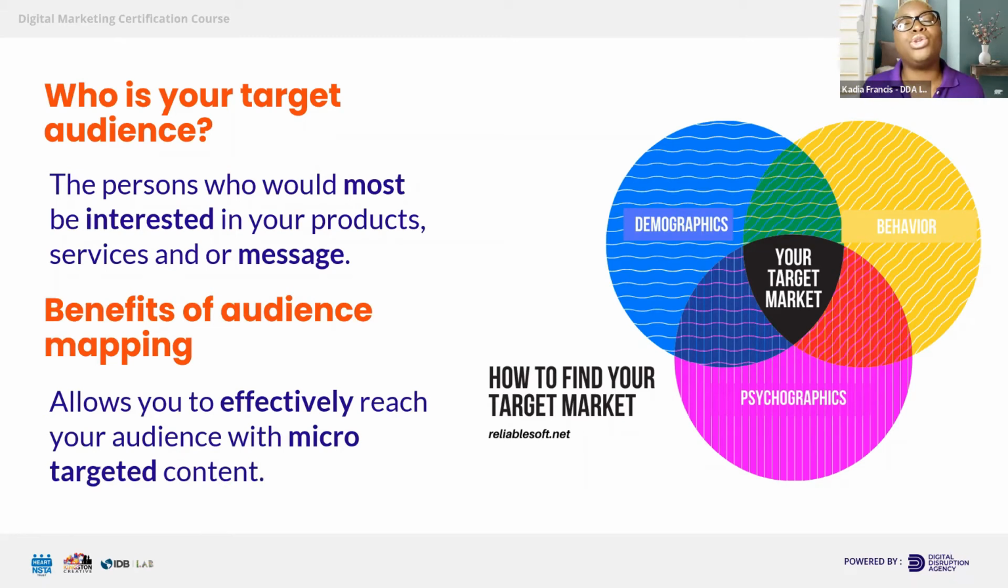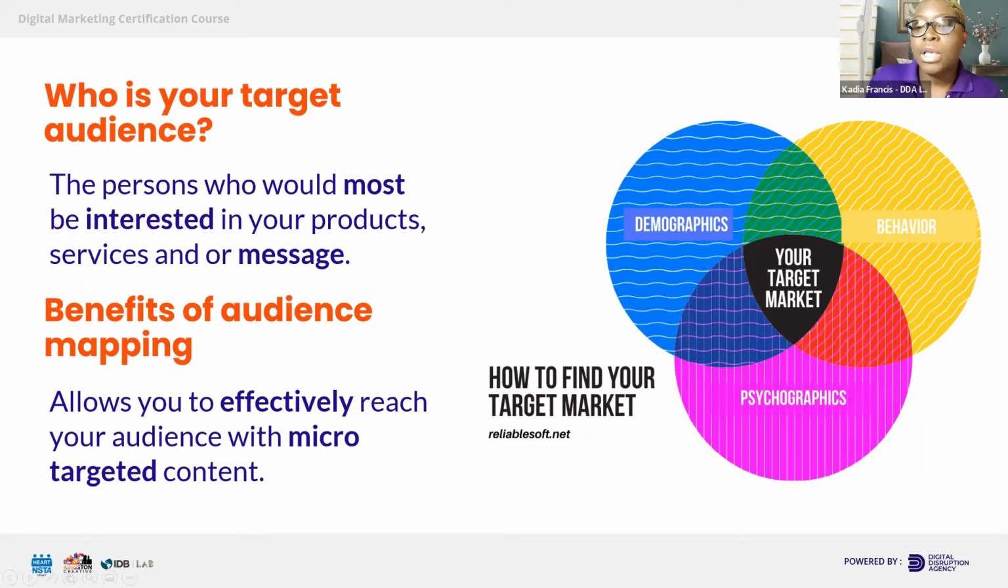And so what you do in your strategy is what we call audience mapping. Audience mapping is really you figuring out who your target audience is, where they are, what they're doing there, and how you're going to reach them. That's what audience mapping is. And that allows you to effectively reach your audience with targeted content.